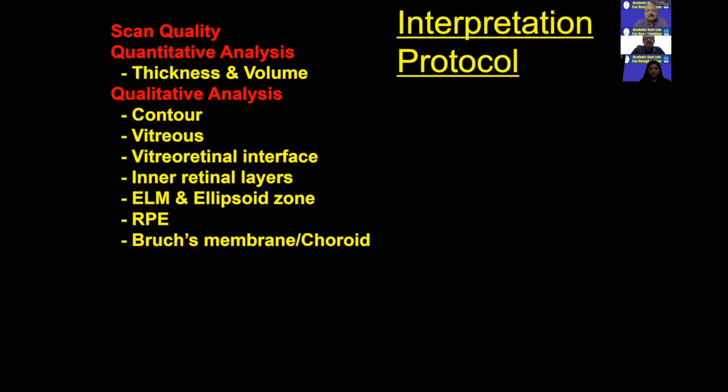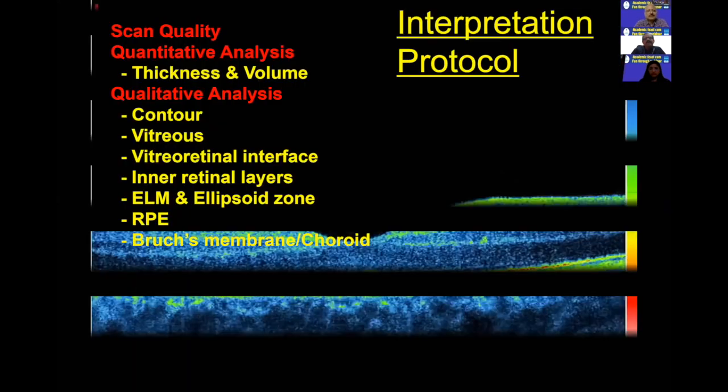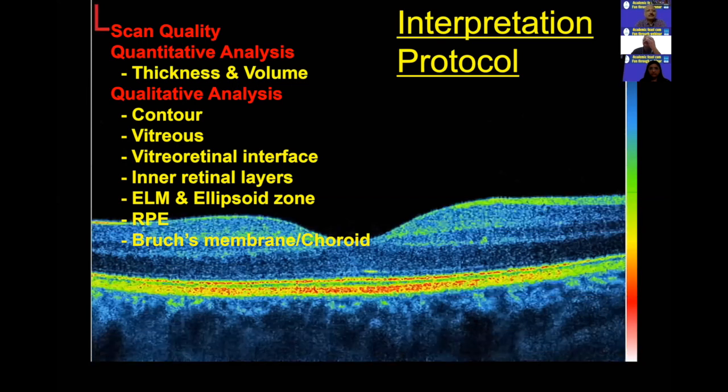Now, what is the protocol for interpreting a macular scan? First, you have to see the scan quality. The scan quality depends on the strength of the signal, movements of the eye, media opacity, how good is the fixation and cooperation of the patient.